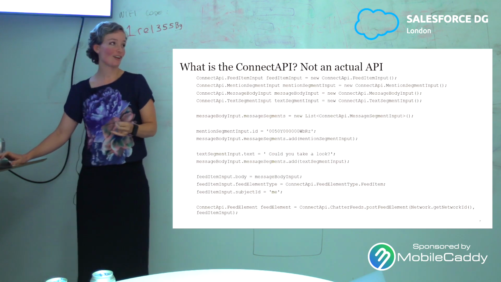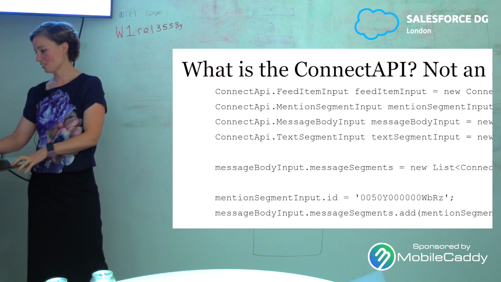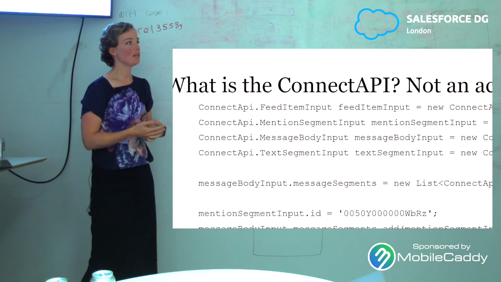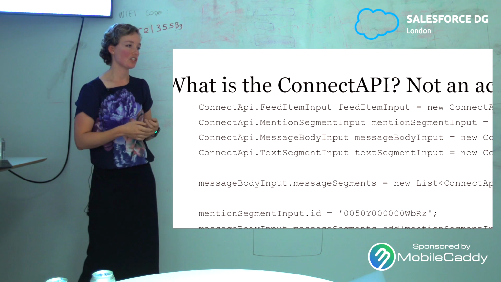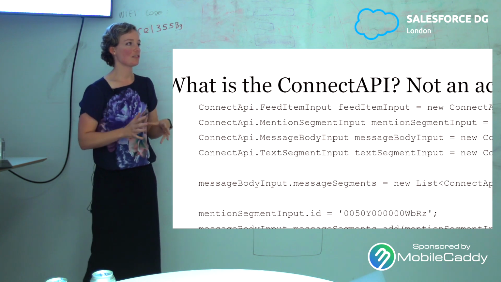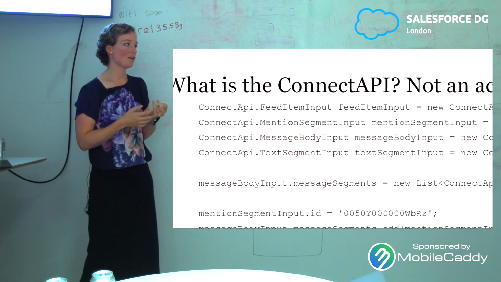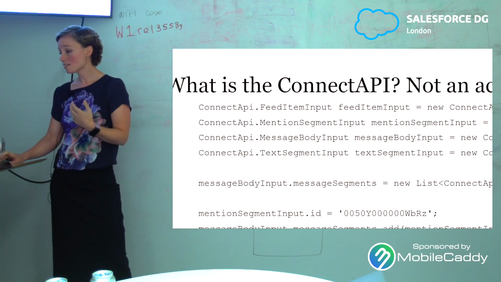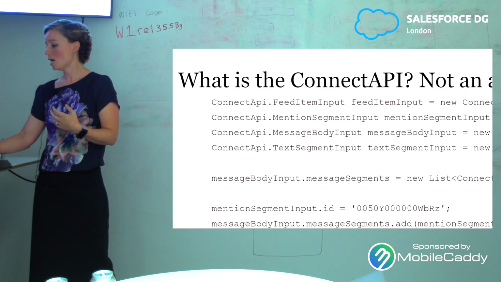I realize you probably can't read anything here, so I'm going to try and make it bigger. So what is the ConnectAPI? The ConnectAPI is not an API like the REST or a SOAP API. It's not something you use in an integration. It's basically a set of classes that are predefined by Salesforce that you can use to edit or create chatter data. So as an example, I might have to go through this line by line.